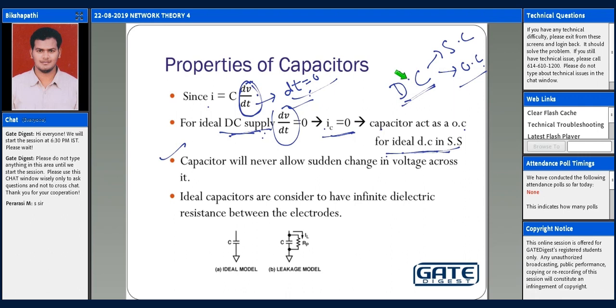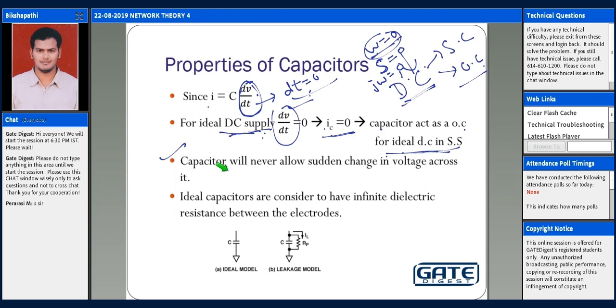This DC is nothing but frequency equal to 0. S is nothing but j omega, right? So here omega is 0, frequency is 0 for a DC value. Like that we analyze all the things.